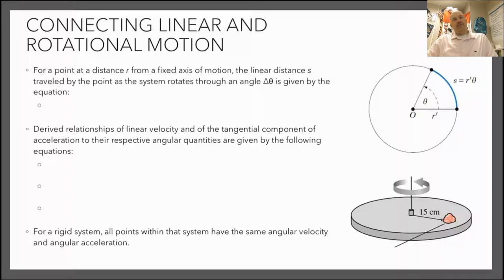Hi, welcome back to Unit 5 here in AP Physics C. This is topic 5.2. Here we're going to make a connection between linear and rotational motion.